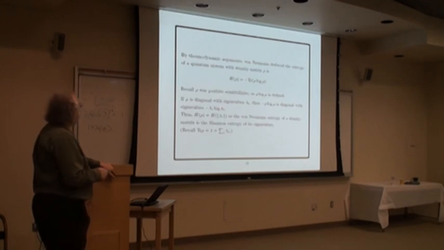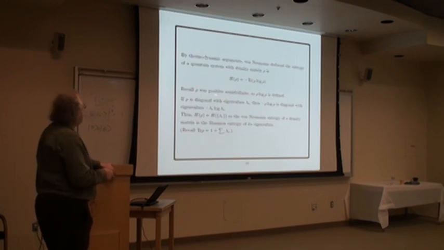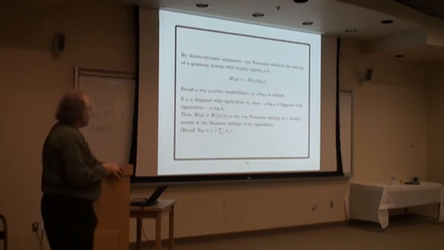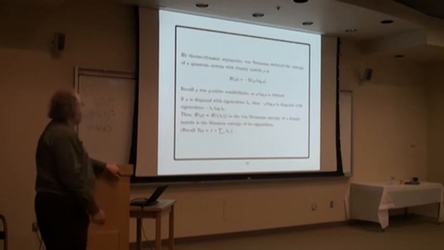And of course, you can always diagonalize any Hermitian matrix, so this is a way of defining rho log rho. You can also define rho log rho in terms of a power series. So H of rho, the entropy of rho, is the entropy of the eigenvalues of rho: the von Neumann entropy of the density matrix is the Shannon entropy of its eigenvalues.